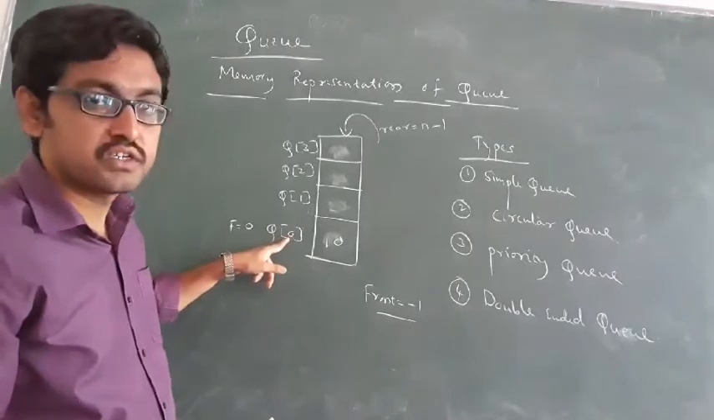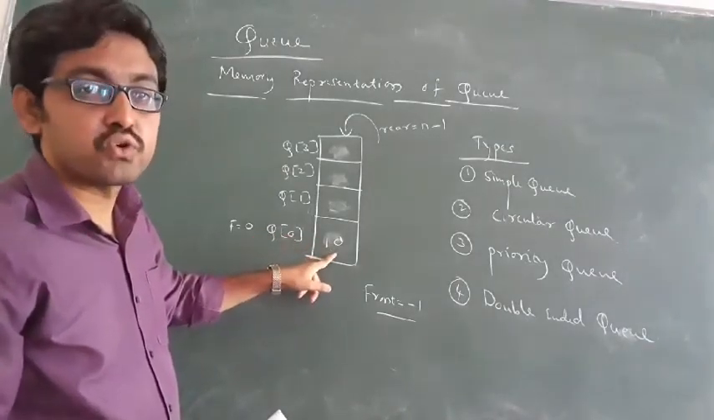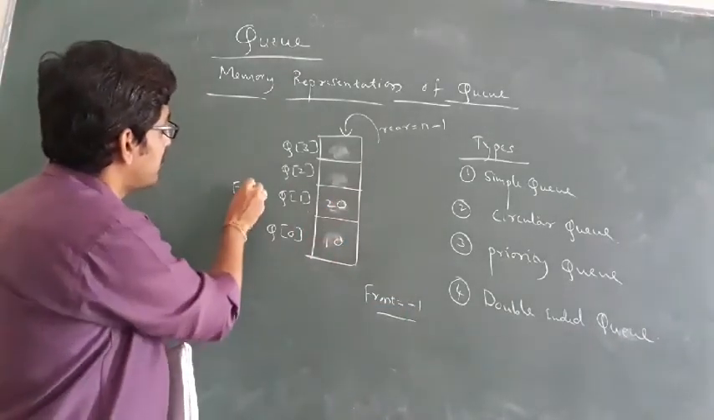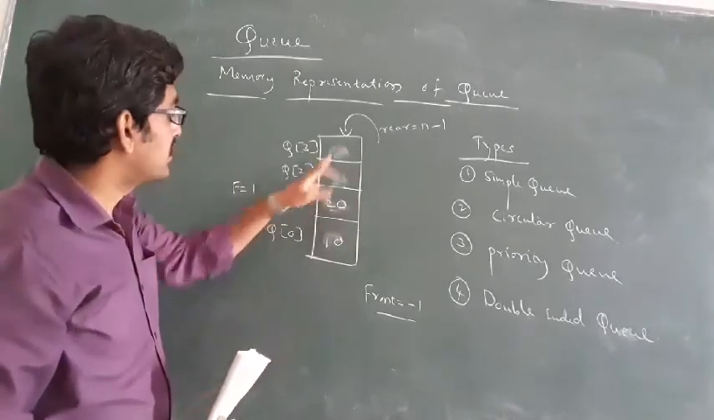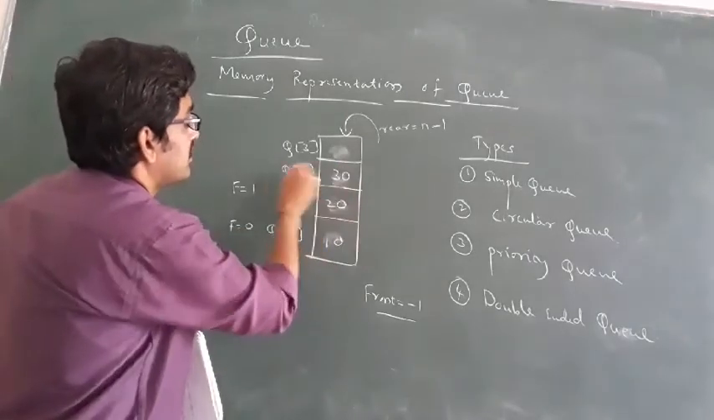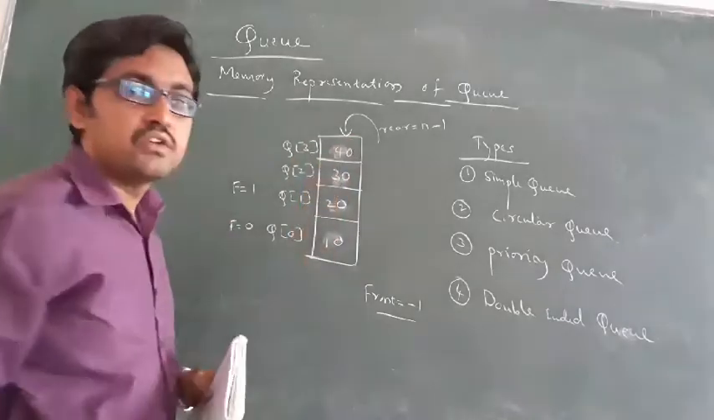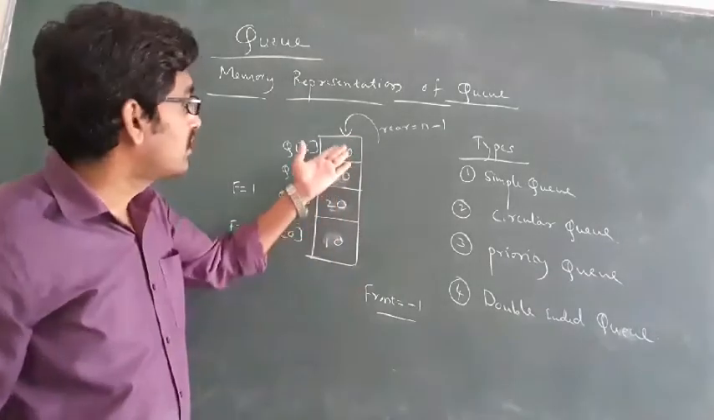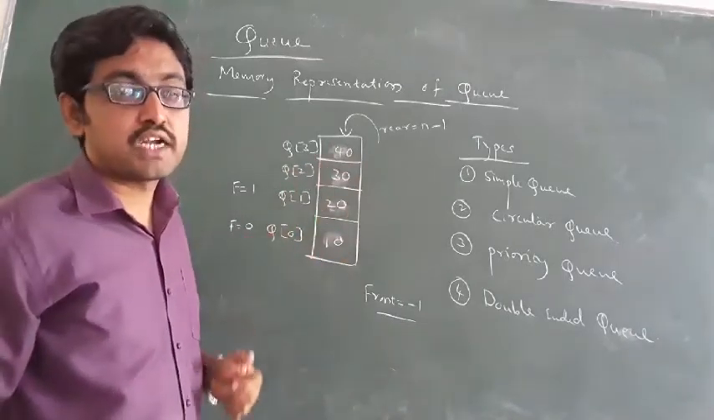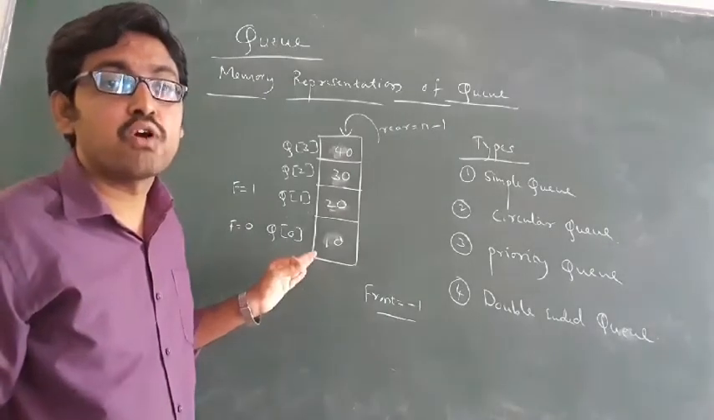In Q of 0, 10 will be stored. Then I am inserting 20. Then front is incremented to 1. In Q of 1, 20 will be stored. In Q of 2, 30 will be stored. In Q of 3, 40 will be stored. Now the Q will be full. That situation is called overflow.